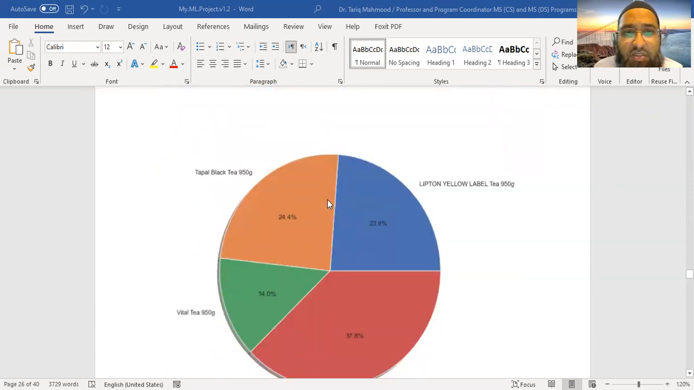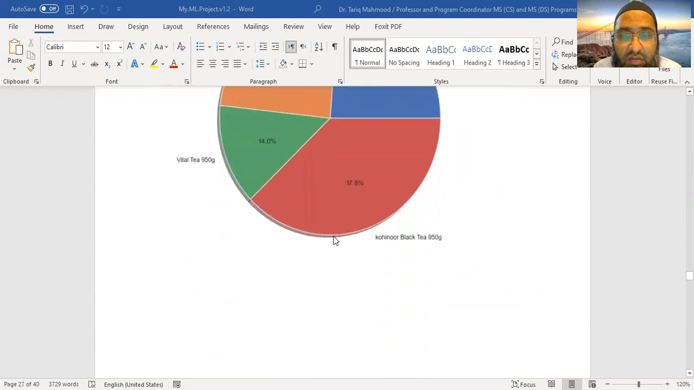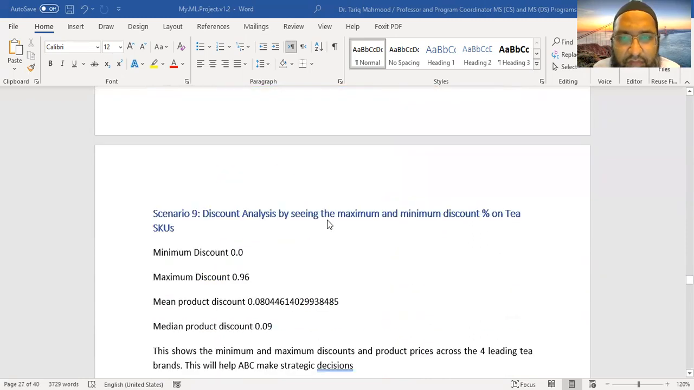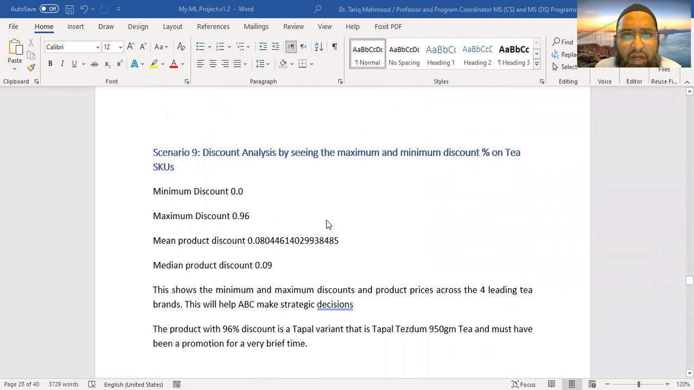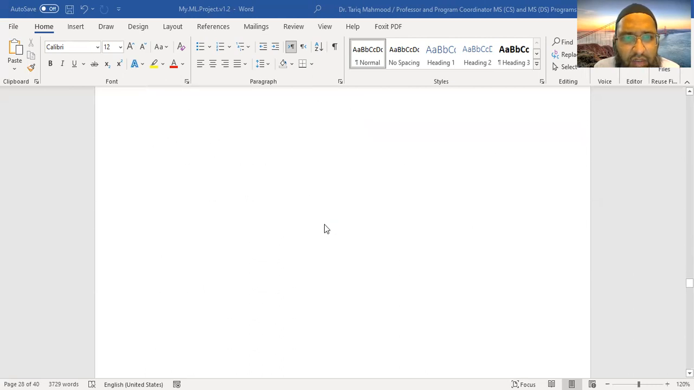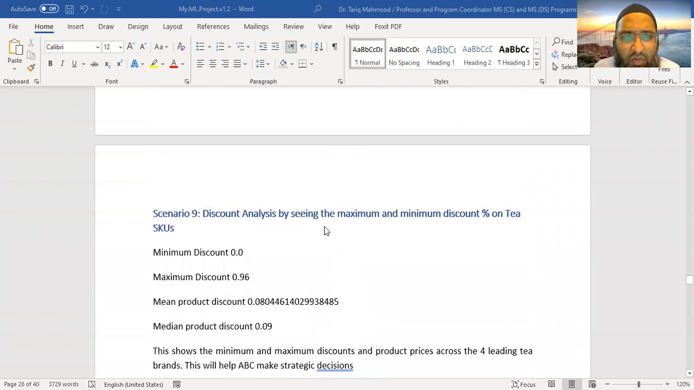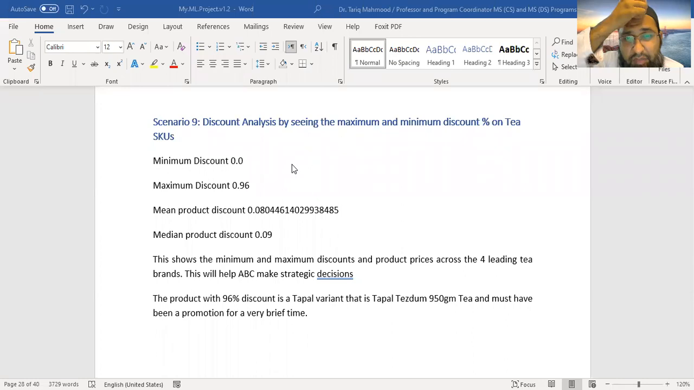Yeah, so these are the percentages again. Now we have the discount analysis, seeing the maximum unit discount on tea SKUs. Yeah, so the minimum discount is 0, which is understandable, and the maximum discount is 96%, and the mean product discount is 8%. That's pretty good, and the median is 9%.